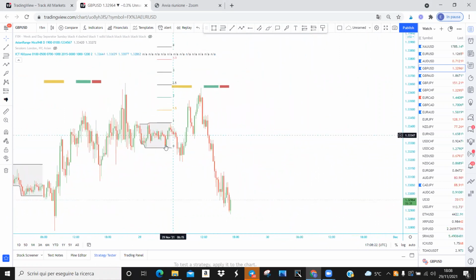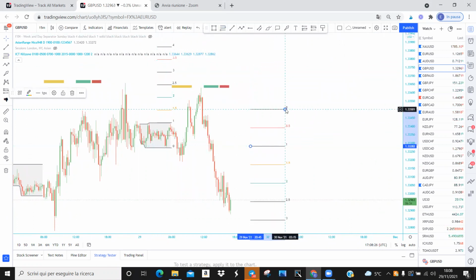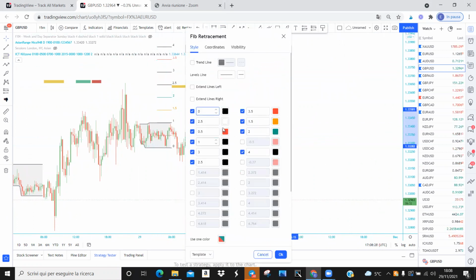So first of all, in order to do these projections, I use my Fibonacci levels, and you can just open them and just copy, take a screenshot, pause the video, just copy my levels. And now I'll explain you why we use this, how they can be useful, and so on.